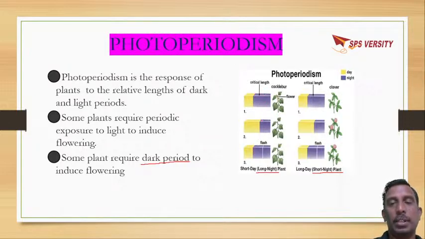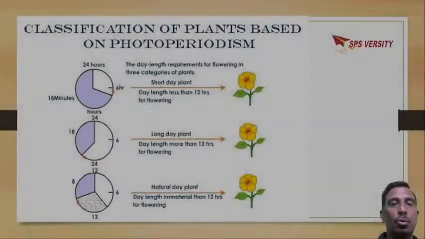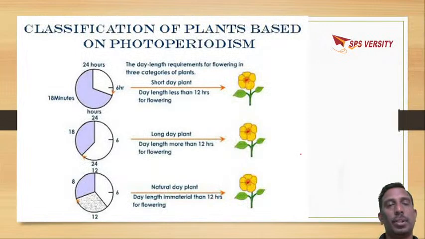Short day plants where they are exposed to light less than the critical length of the light period. In between there is a flash which will, okay. And when you come to long day plants, they are exposed to light more than the critical length. Okay. And when they are given flash in between, it will promote flowering. So based on this photoperiodism, plants are classified into short day plants, long day plants, neutral day plants.